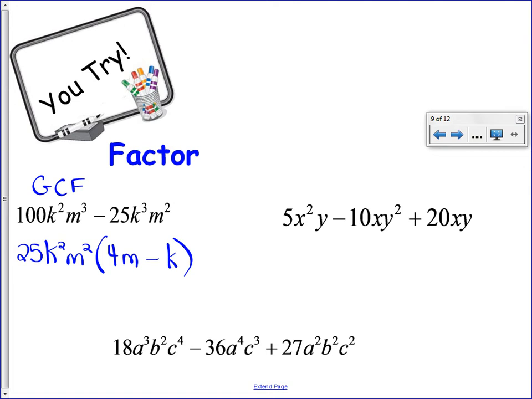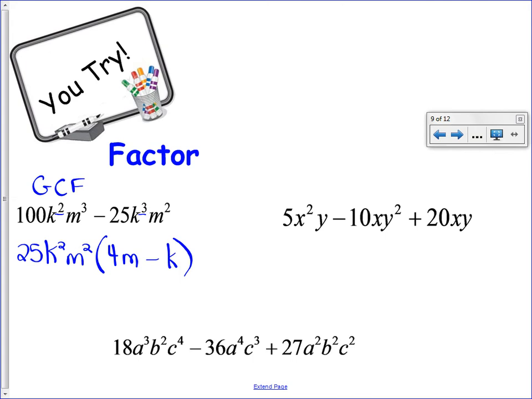I have to look at my lowest exponent for k. I have a 2 and a 3. What's my lowest? 2, so that's why I have a squared here. So I'll have 2 minus 2 for my first one, which gives me 0k. Then I'll have 3 minus 2, which gives me just 1k.